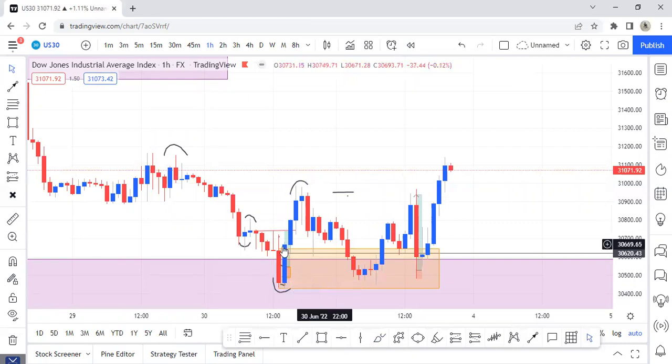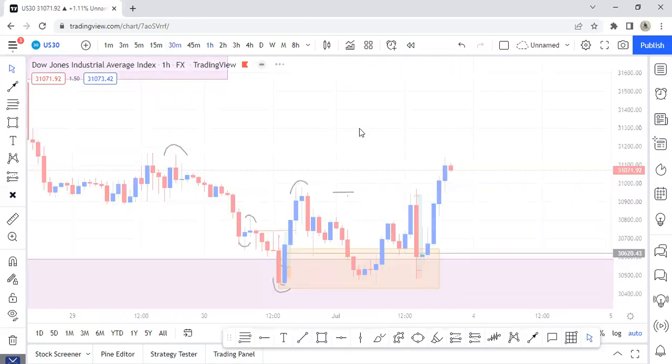You don't just jump in here, you have to wait for the market to deliver on the lower time frame. You want to see that break of structure and then an order block form on the lower time frame, right? So let's go to the 30 minutes.